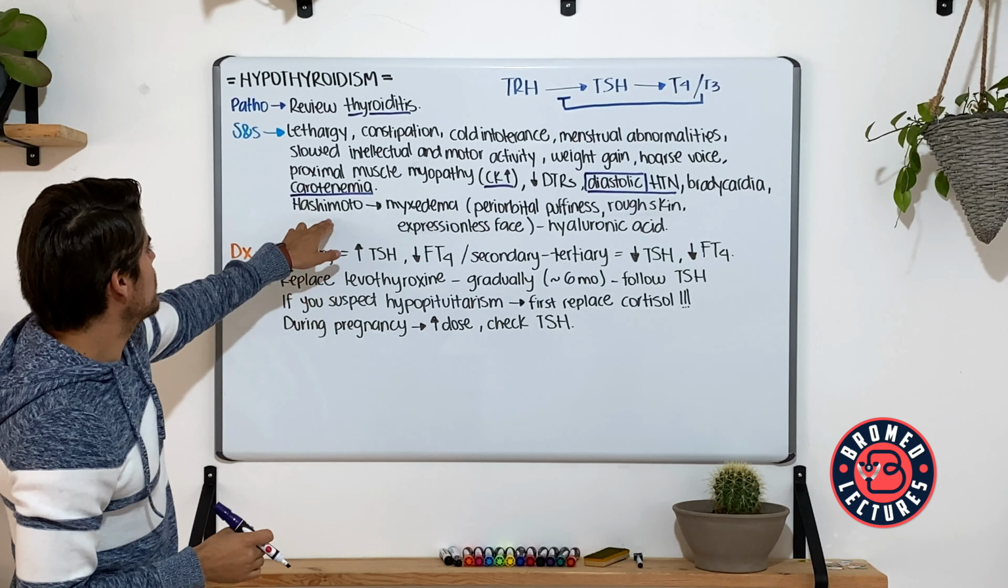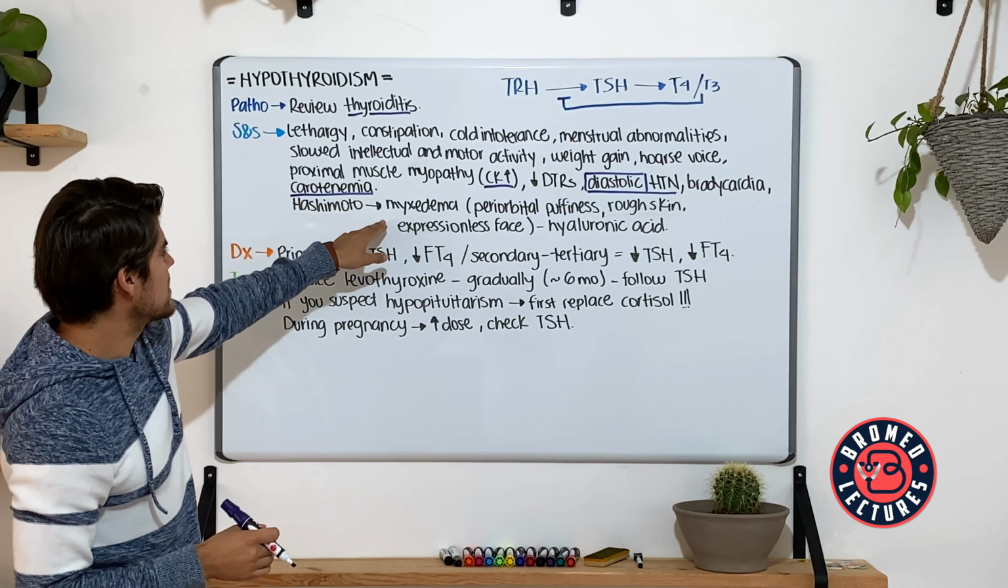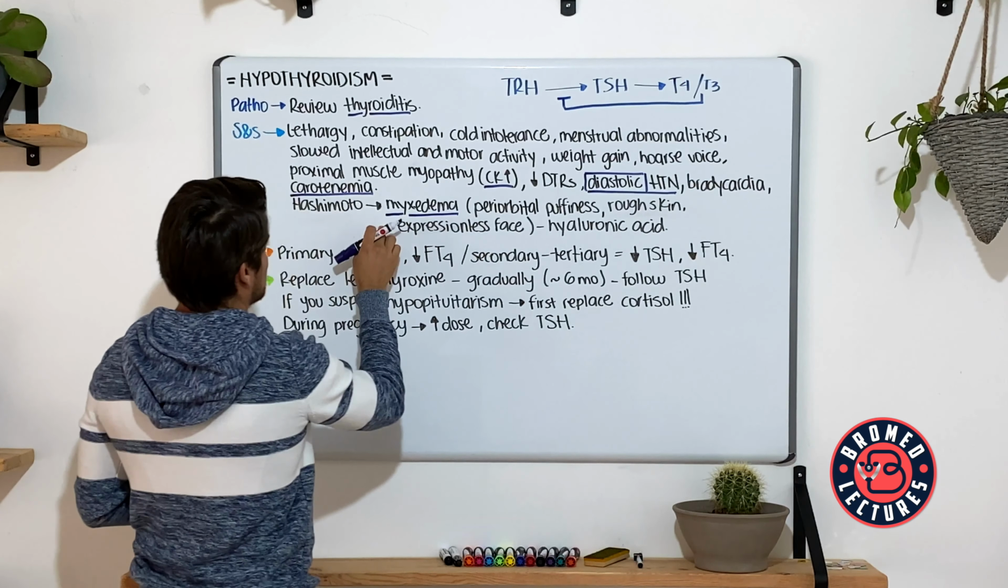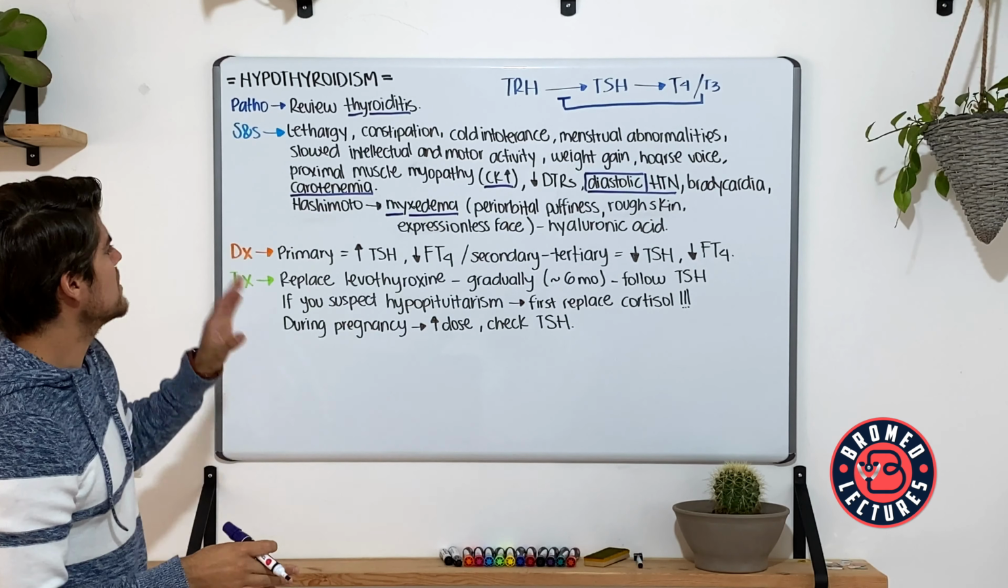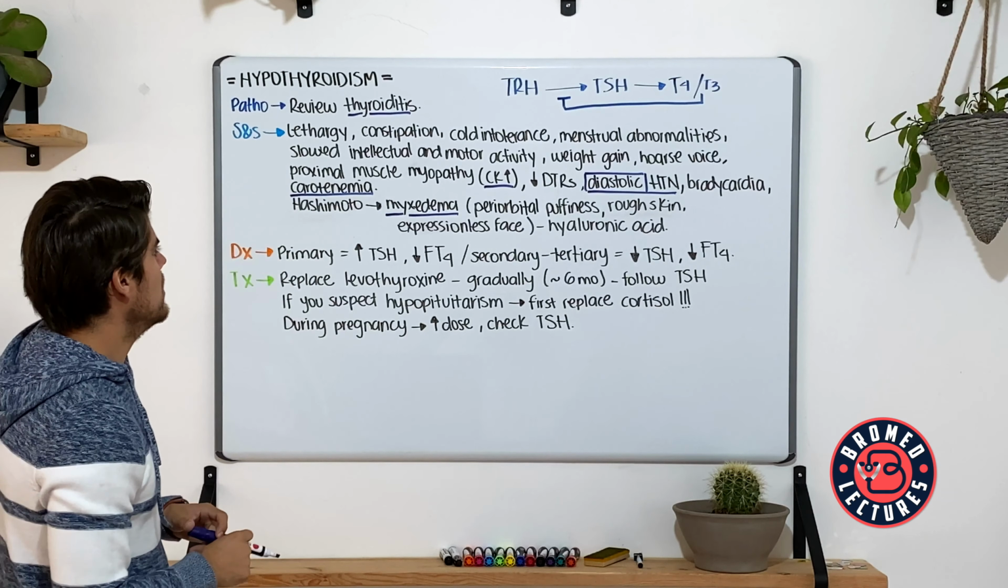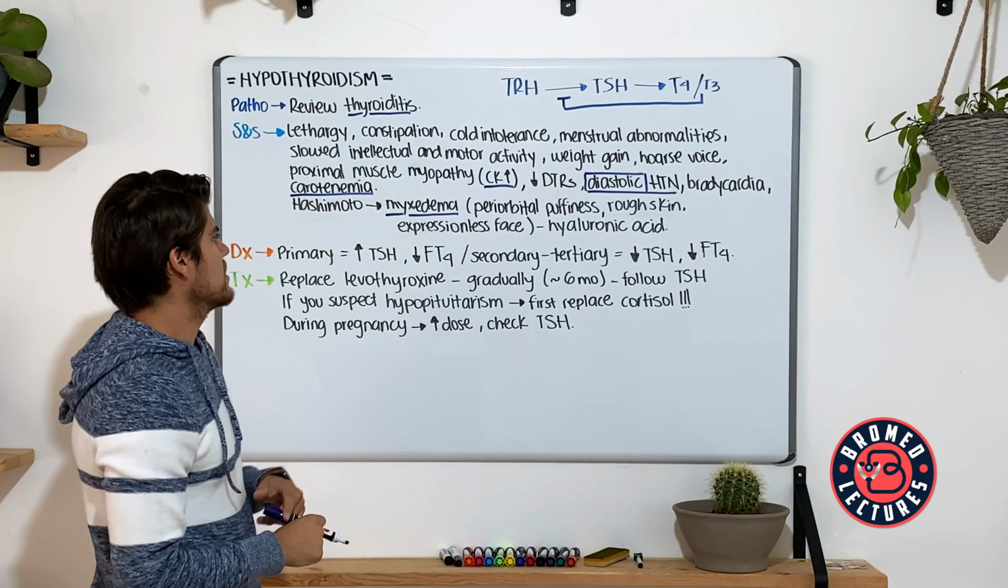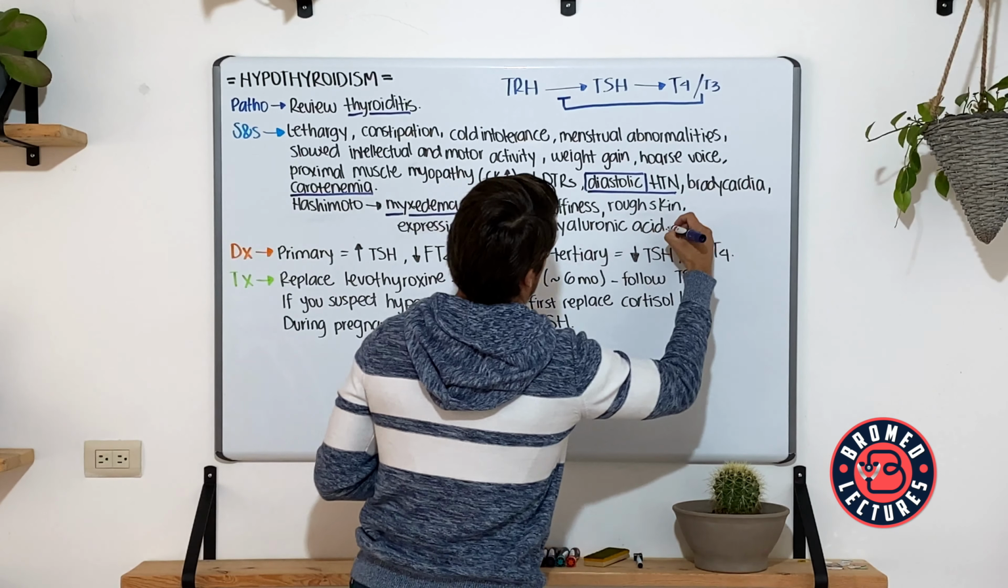Now, for the Hashimoto, specific symptoms is usually myxedema. Remember, hyperthyroids have pretibial myxedema. These patients have generalized myxedema. They develop periorbital puffiness, rough skin, expressionless face, and it is usually due to hyaluronic acid.